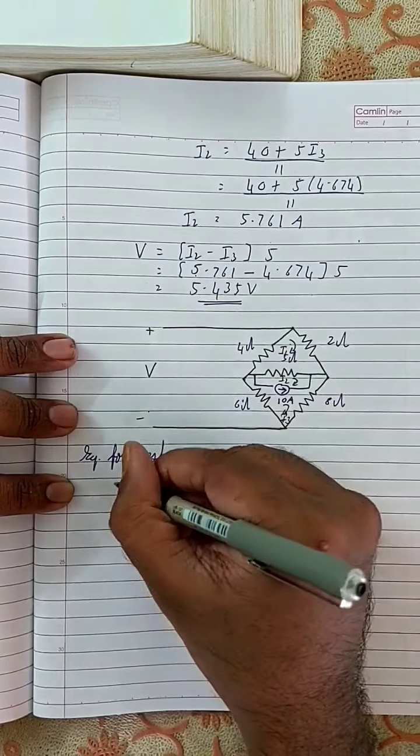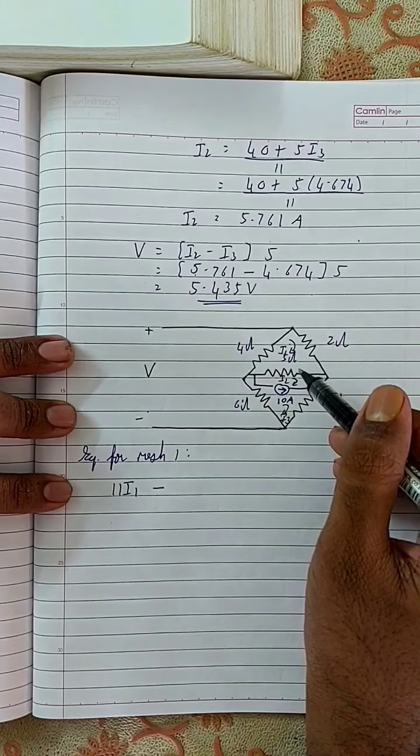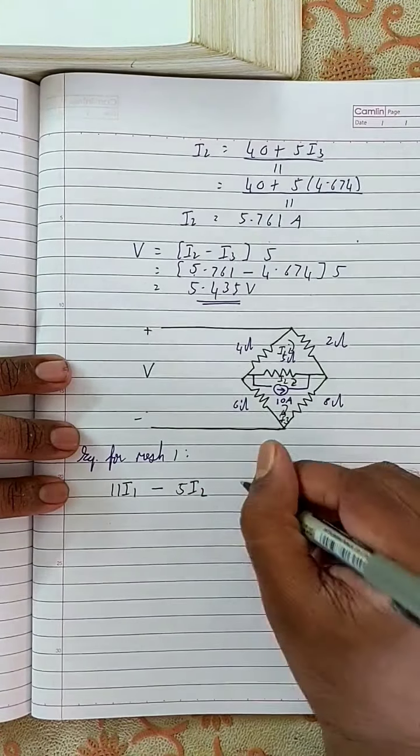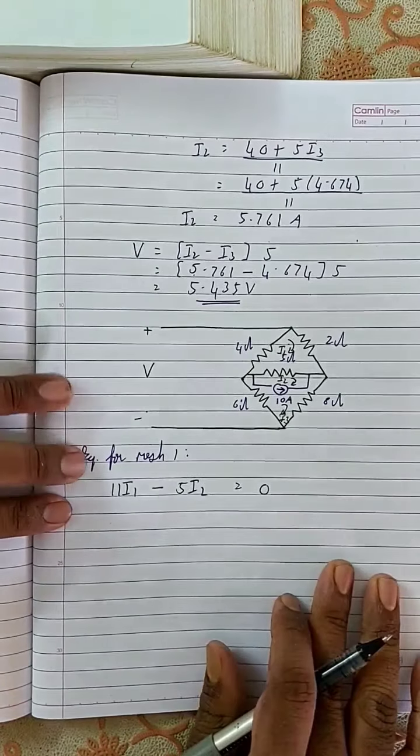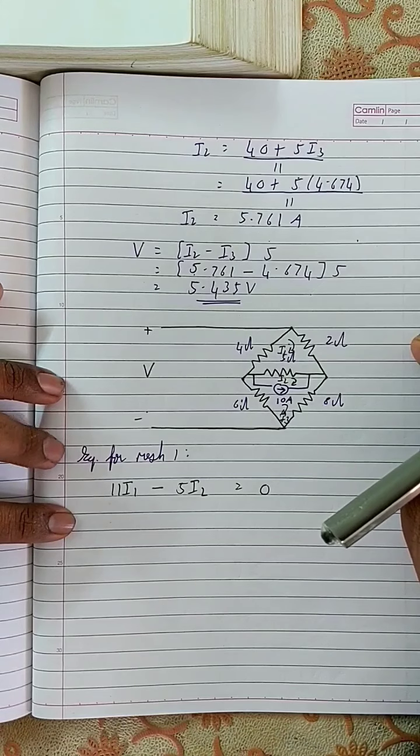So the mesh 1 equation: 4 plus 2 is 6, 6 plus 5 is 11. So we have 11 I1 minus 5 I2 is equal to 0. This is the equation for mesh 1. That's the only equation.